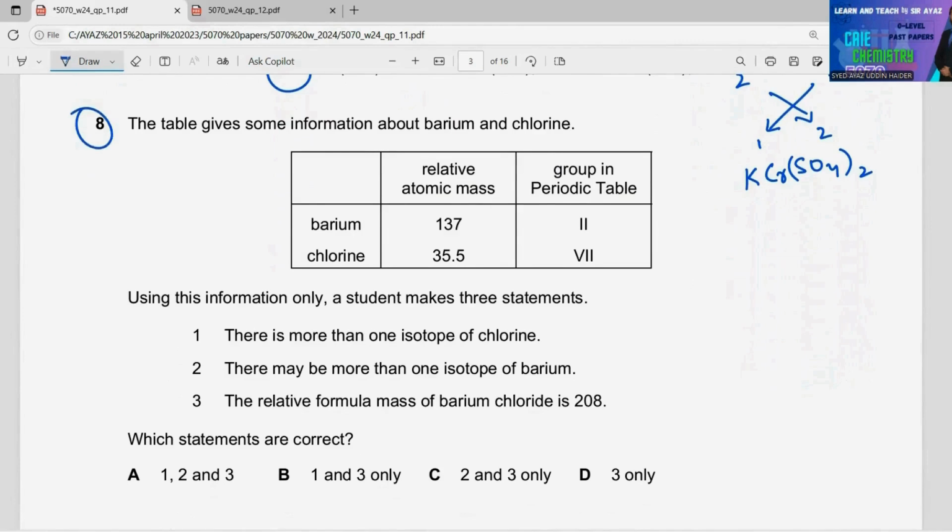8. The table gives some information about barium and chlorine. We have relative atomic mass and group in the periodic table. Barium belongs to group 2, chlorine belongs to group 7. Using this information only, a student makes 3 statements. Number 1, there is more than 1 isotope of chlorine. Number 2, there may be more than 1 isotope of barium. Number 3, the relative formula mass of barium chloride is 208. Which statements are correct?